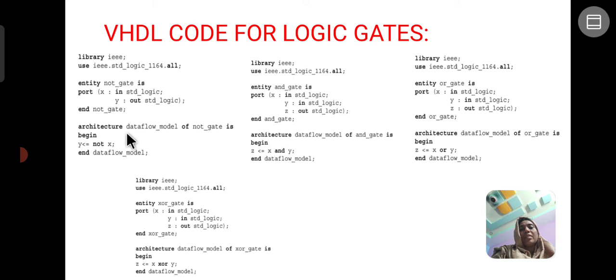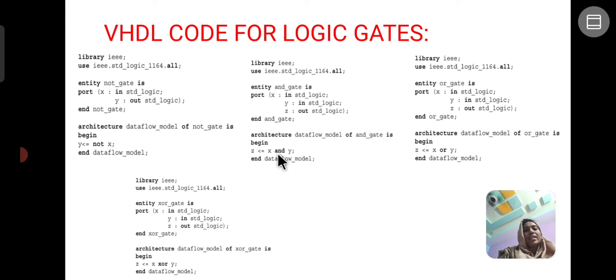Next is the architecture. Architecture name of entity name is begin, Y gets not X. So here Y is the complement of X, and end architecture name. Whatever the architecture name is, here the architecture name is data flow model. So that is the architecture name. This is the VHDL code for the NOT gate.